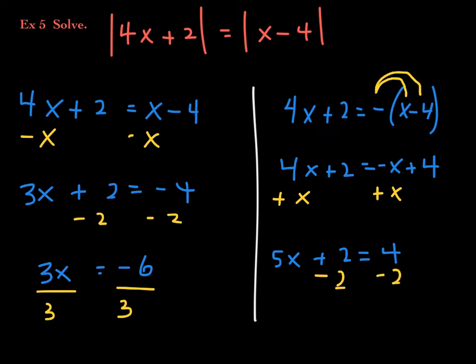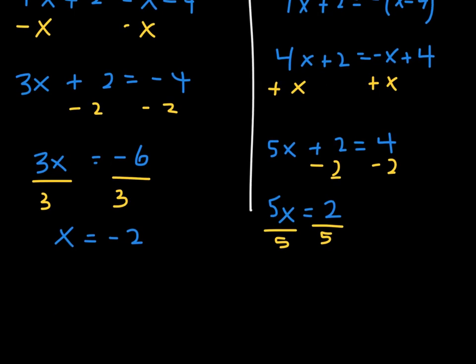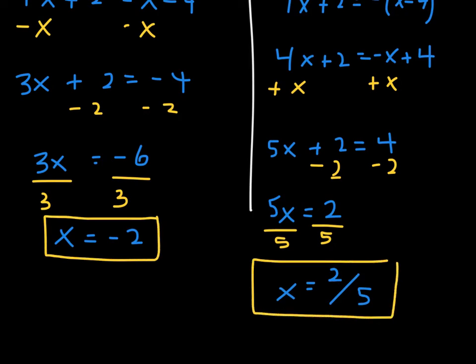On the left, I have one of my solutions, which is x is equal to negative 2. On the right, I have 5x is equal to positive 2. On the right, I'll divide both sides by 5 to wrap this up. And I have my second solution, which is x is 2/5. So this absolute value equation that has two absolute value bars has two solutions, negative 2 or 2/5.